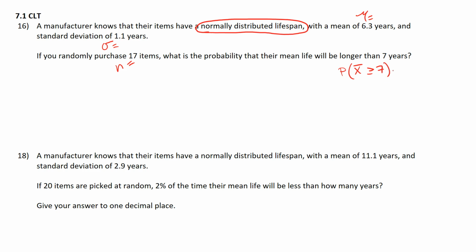So I put the greater than or equal to versus just a greater than. When we're talking about normal distributions, those are actually the same, because when it's continuous, it doesn't matter if we include the boundary or not, it's going to give us the same area.